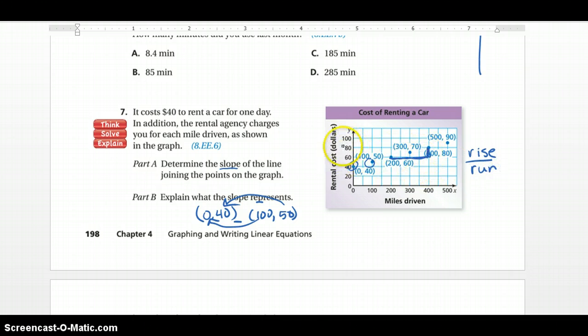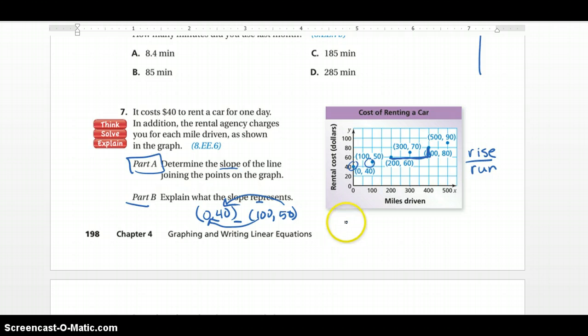Your interval here is 20, and your interval here is 100. And actually 50s if you count each individual one. So either way, you'll get the same answer. That was all part A. Part B, explain what the slope represents.